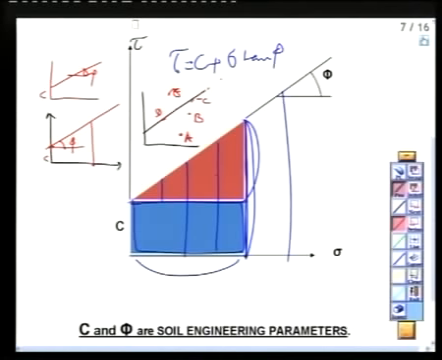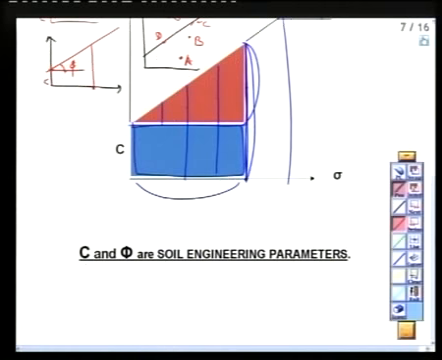So as we see here that C and phi, they are the most important parameters, right? So we call them soil engineering parameters. Their name is like this. Don't ask me what is C and phi or what is soil engineering parameters, we didn't study this. Okay? Soil engineering parameters is C and phi, because knowing C and phi I can describe and calculate the strength of the soil.